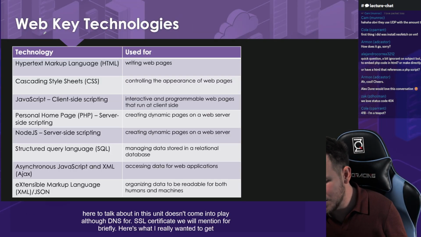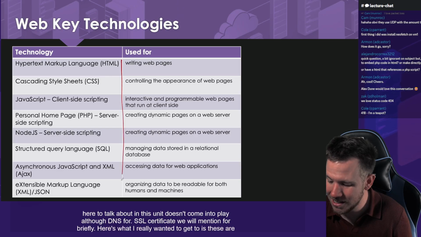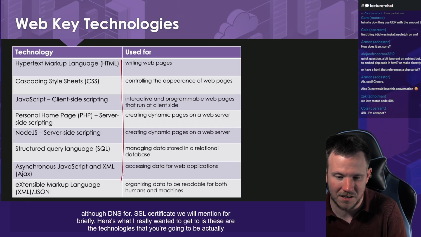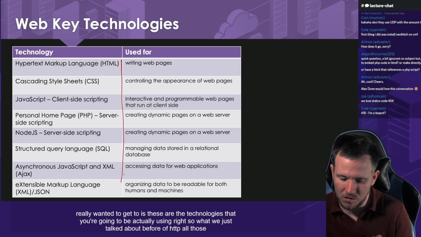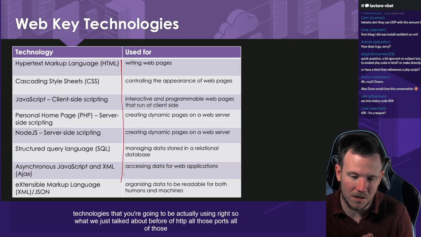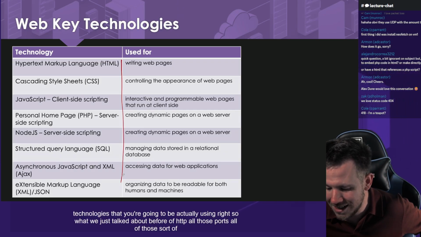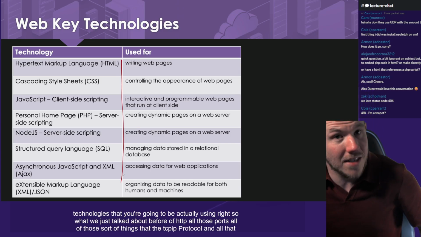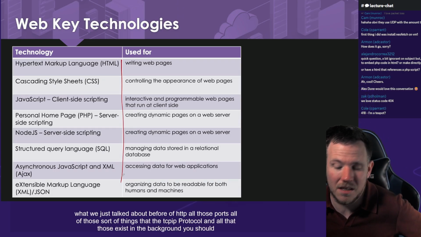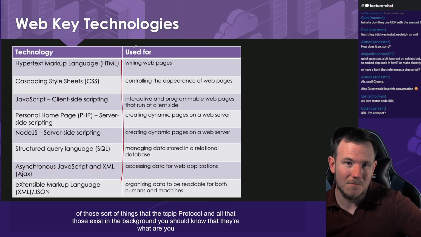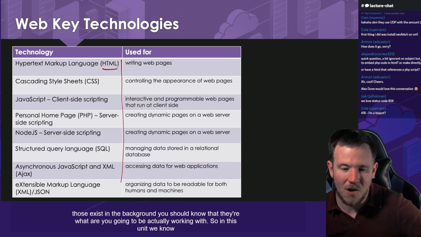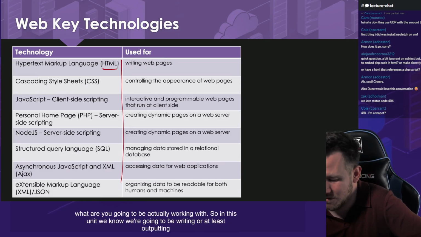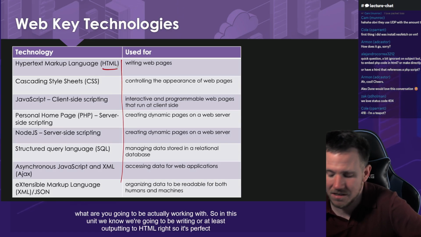Here's what I really wanted to get to: these are the technologies that you're going to be actually using, right? So what we just talked about before, HTTP, all those ports, the TCP/IP protocol and all of that, those exist in the background. You should know that they're there. What are you going to be actually working with? So in this unit, we know we're going to be writing or at least outputting some HTML, right? So it's perfect for our browsers.